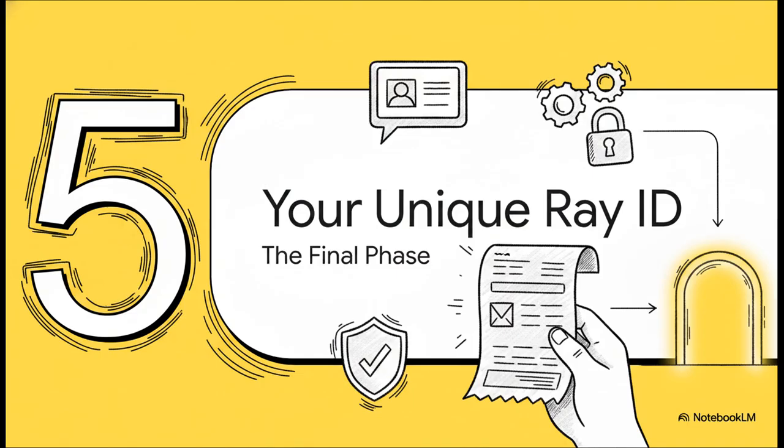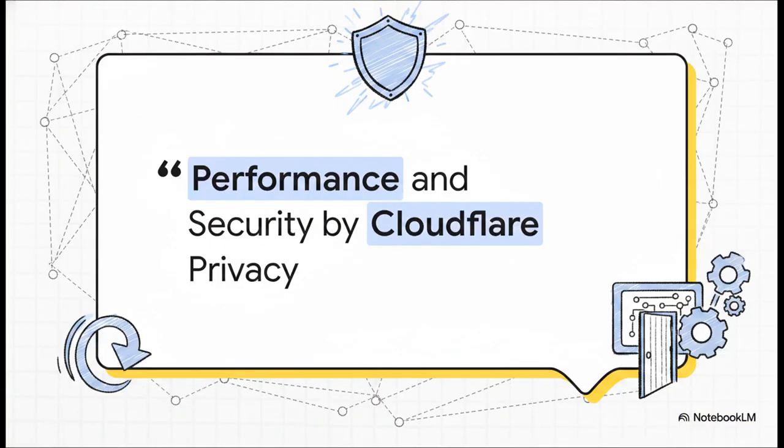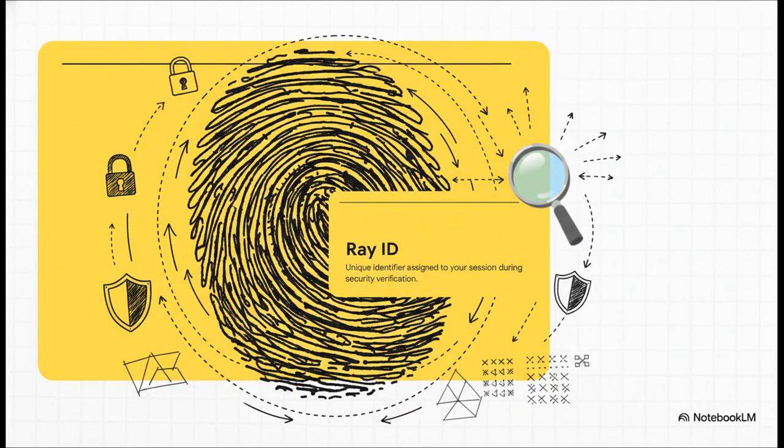And finally, Section 5, your unique Ray ID. Now, it's really important to recognize who is actually running the show here. This entire rigorous checkpoint process, the waiting room, the bot verification, all those technical checks, it's completely overseen by Cloudflare Privacy. They act as the invisible protective shield for the site. And as part of that exact process, you are assigned a Ray ID. Think of it like a unique digital fingerprint stamped onto your specific session right at the very end of the process. It acts as mathematical proof of exactly when and how you passed through that checkpoint.